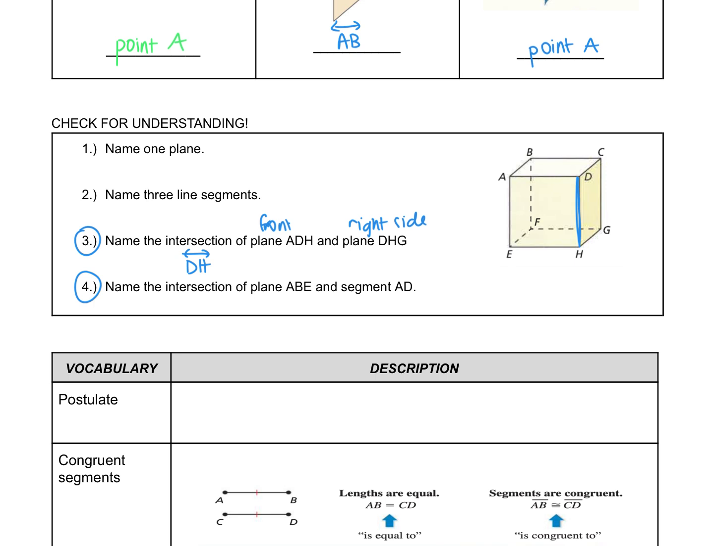Plane ABE. Where's that? Left side. Thank you, Marin. Left side. So that's this right here. And then segment AD. Segment AD is here. Where do they intersect? At a point. Yeah, at point A. Just that point right there.